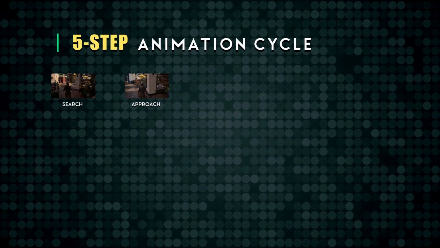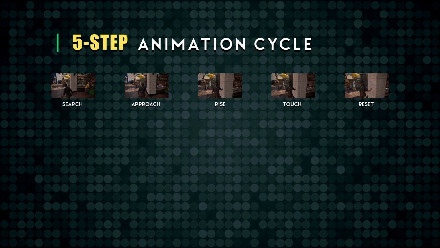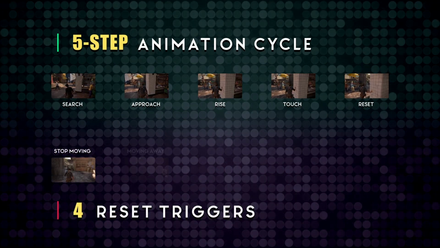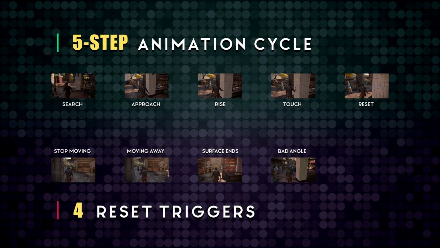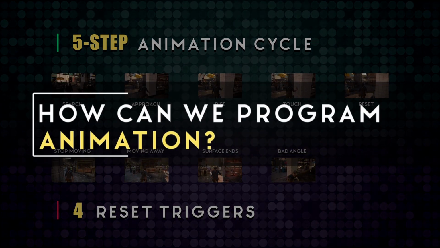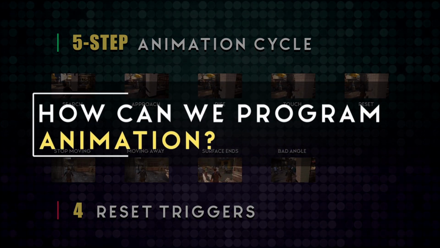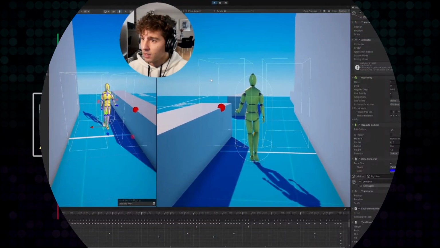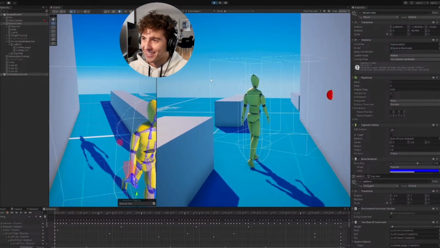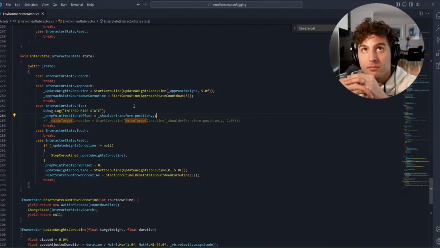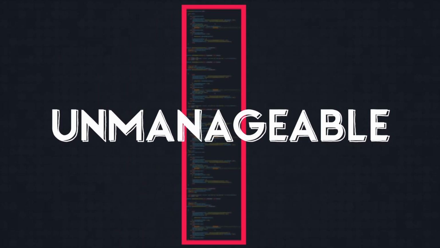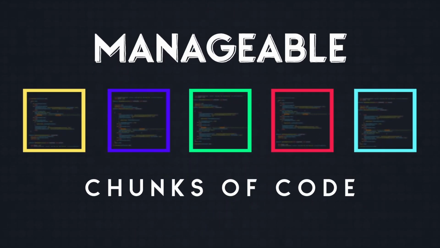Okay, so we have a 5-step cycle for the full procedural interaction animation. We also have a list of triggers that will reset the animation at any point during the cycle. How do we go about programming this relatively complex list of animations? Originally, on my procedural animation livestream, we had started to fit all of the logic and code into a single class, and that might be your first thought as well. But it quickly became clear how overcomplex a single class can and will become. We need a way to break down the animation logic into smaller, more manageable chunks of code.